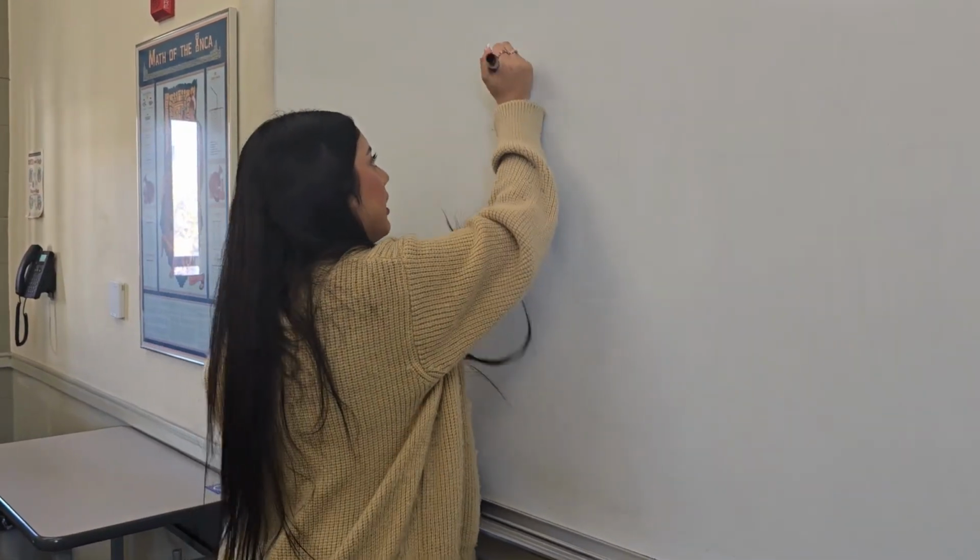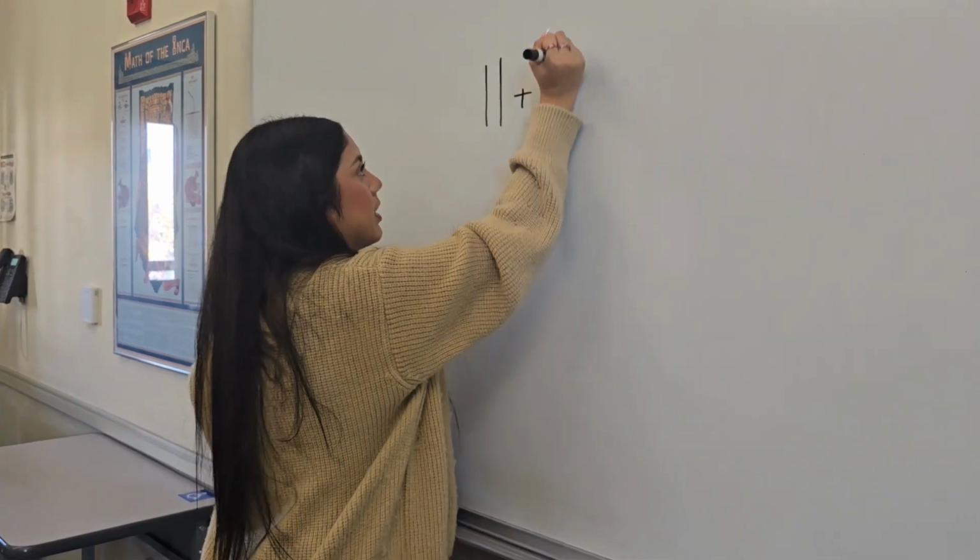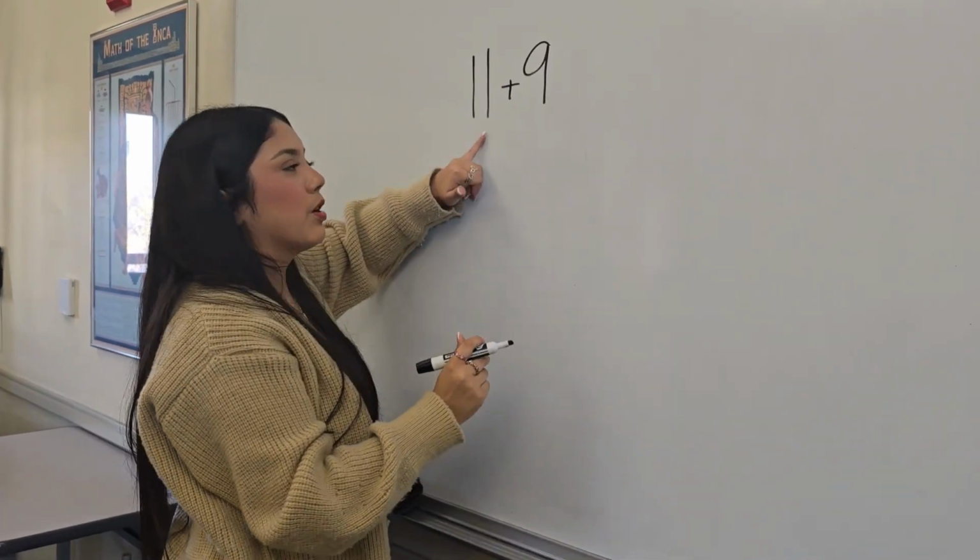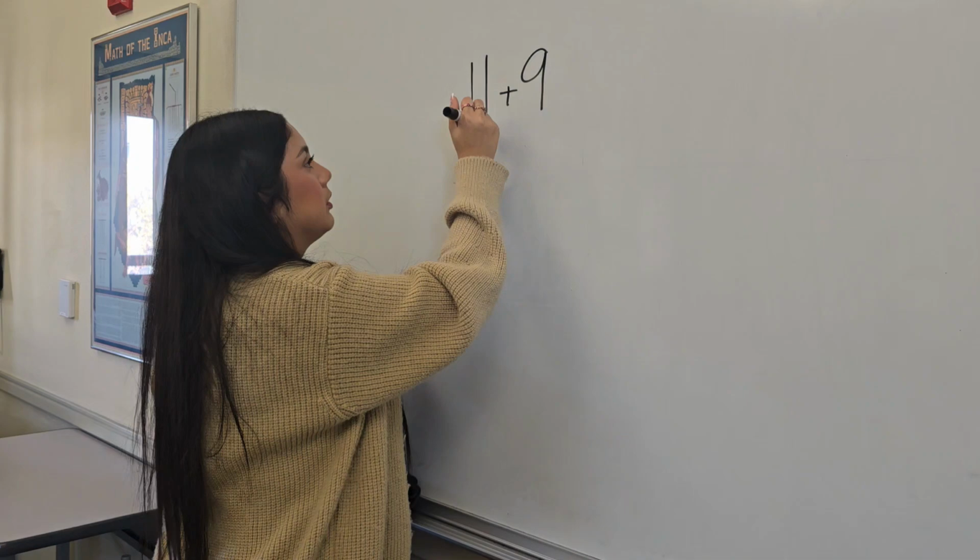Okay, when students are regrouping while adding whole numbers, this is what it should look like. So our equation is 11 plus 9. So we are going to take 1 from the ones place.